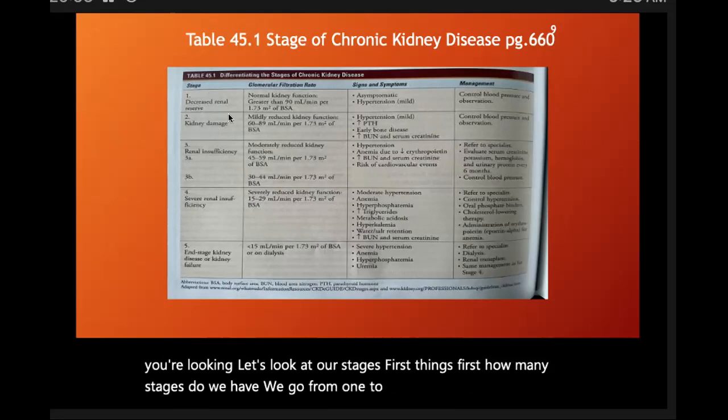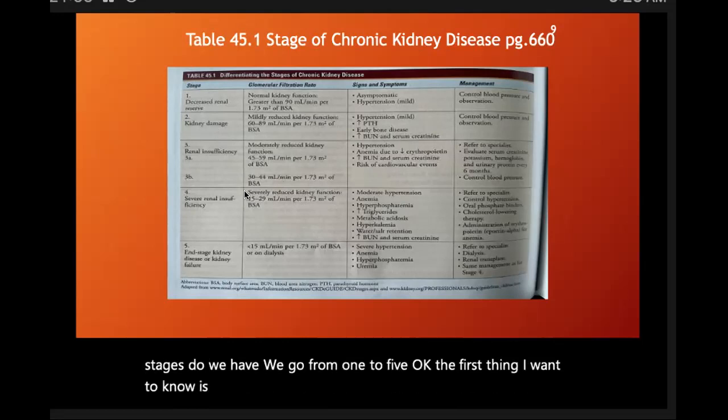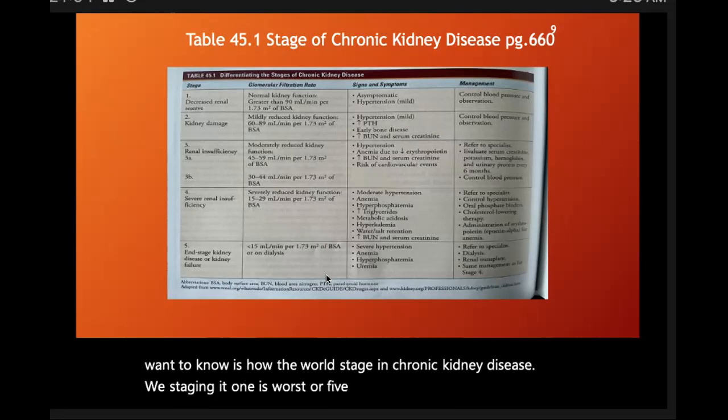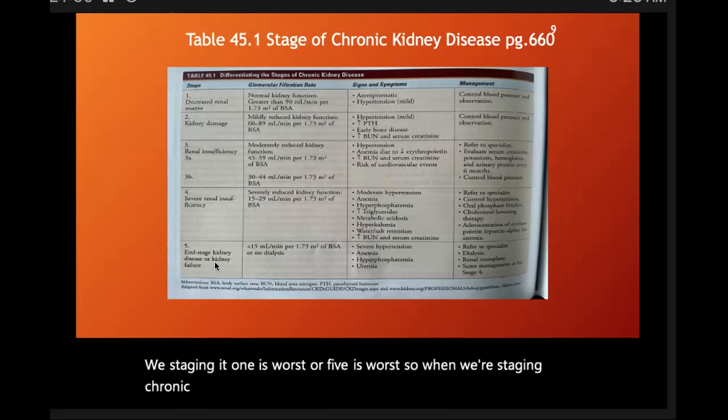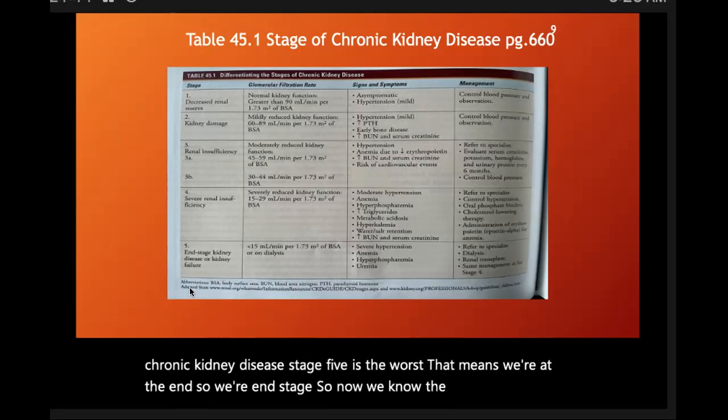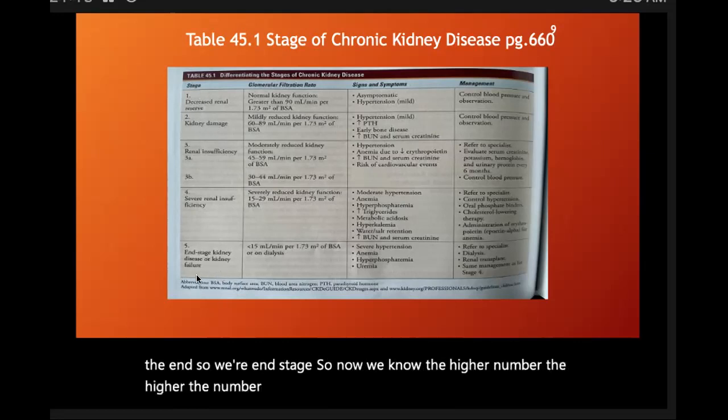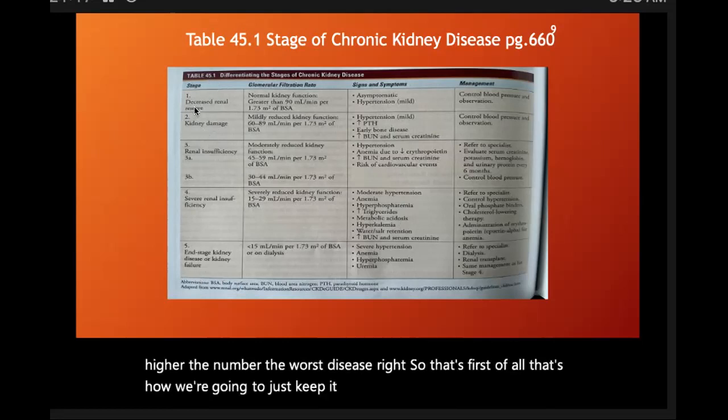The first thing I want to know is how the world is staging chronic kidney disease. Is 1 the worst or is 5 the worst? So when we're staging chronic kidney disease, stage 5 is the worst. That means we're at the end, so we're end stage. Now we know the higher the number, the worse the disease. So that's how we're going to keep it basic. Stage 1 is the least worrisome. Stage 5 is the worst.